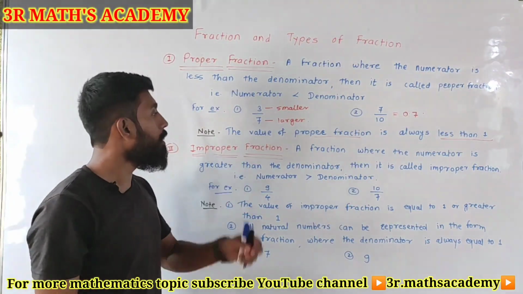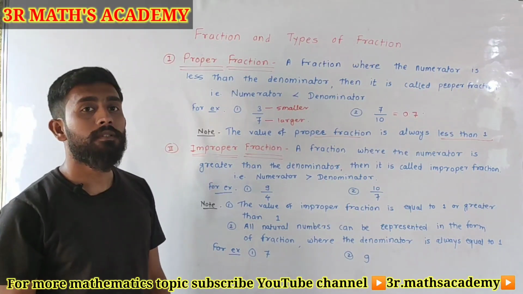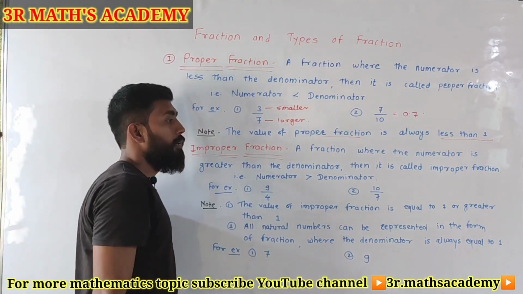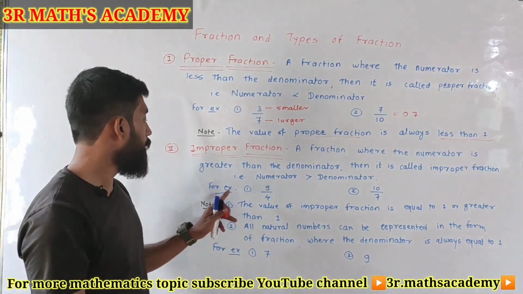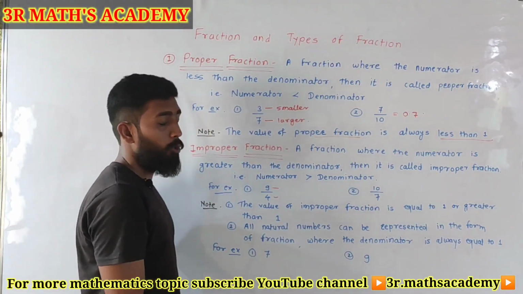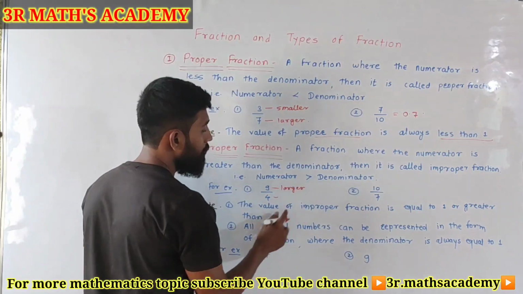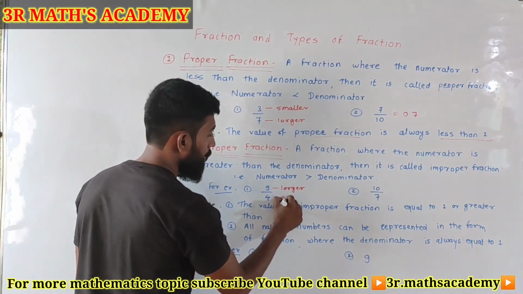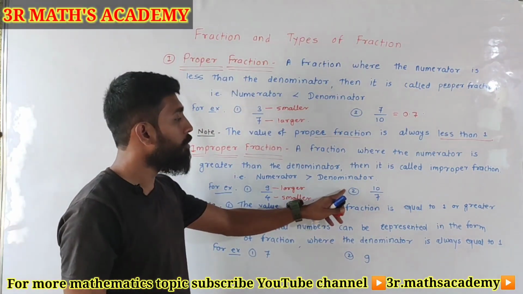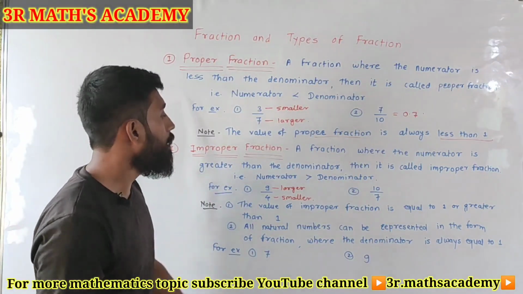Second type is the improper fraction. What is an improper fraction? In an improper fraction, the numerator is greater than the denominator. In this example, 9 is the numerator and 4 is the denominator. So the numerator is larger than the denominator, and the denominator is smaller than the numerator. Similarly, in example number 2, 10 is greater than 7, so this is also an improper fraction.